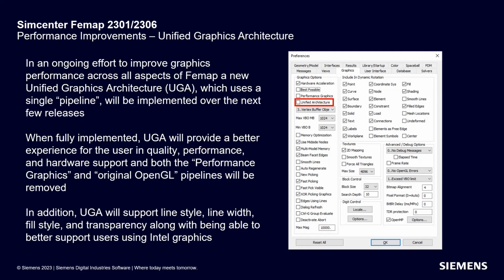When fully implemented, UGA will provide a better experience for the user, performance, and hardware support, and both the performance graphics and original OpenGL pipelines will be removed. So basically, we're just going to one thing, and the option is actually called unified architecture in preferences.